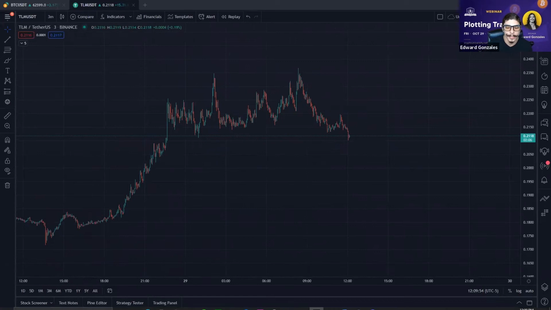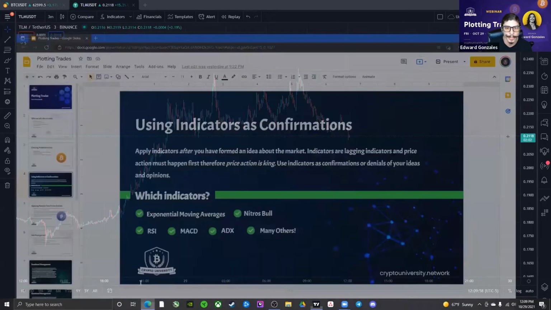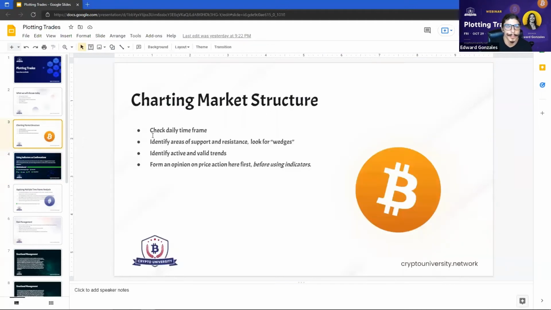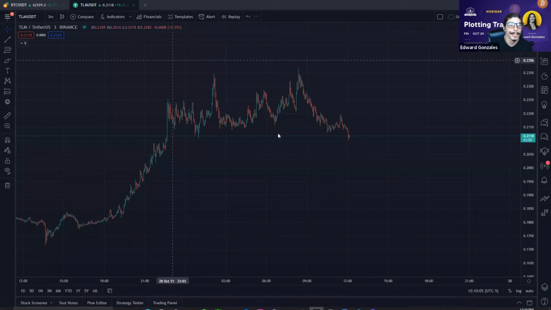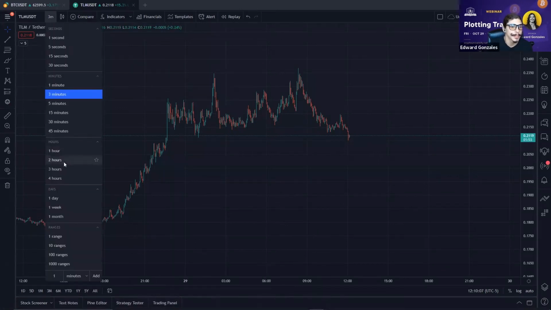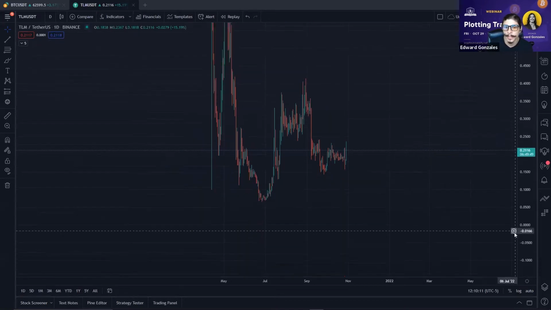What are we going to do first? Where is my, there it is. What are we going to do first? We're going to check the daily time frame first. Okay, so we need to get to the daily time frame. That's a 3-minute time frame. We're not scalping right now. So let's take a look at our daily time frame.